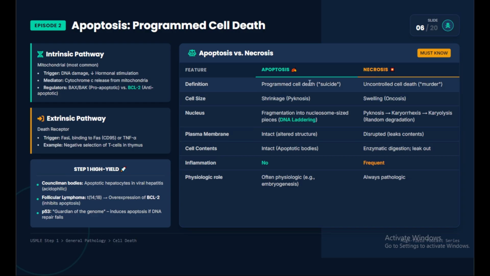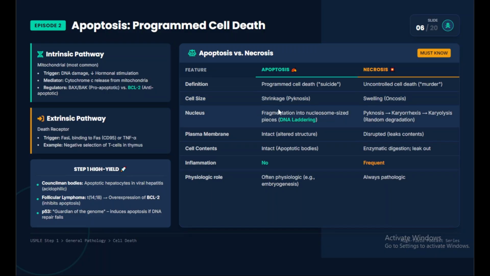Apoptosis is a programmed cell death, a suicide, whereas necrosis is the uncontrolled cell death, a murder, which I've already explained to you. Now, there are a few changes that you can appreciate under the microscope. For apoptosis, there is shrinkage, also called pyknosis. In necrosis, you're going to see swelling, which is oncosis, because this word is related to some osmolar changes.